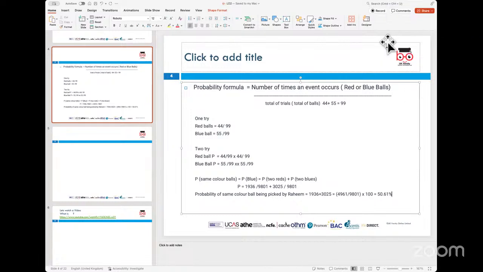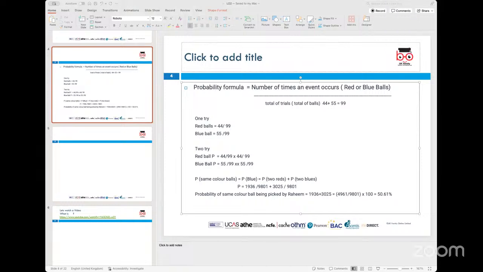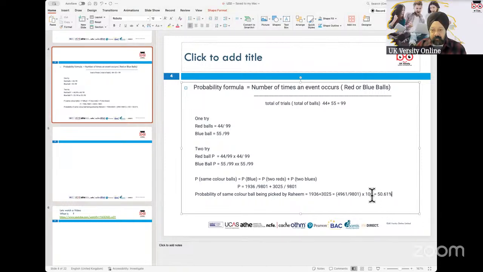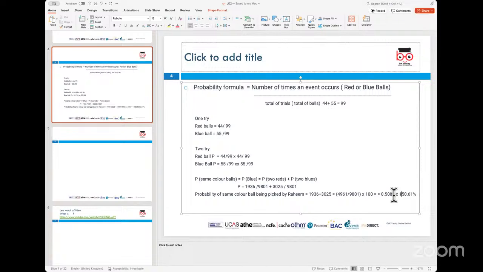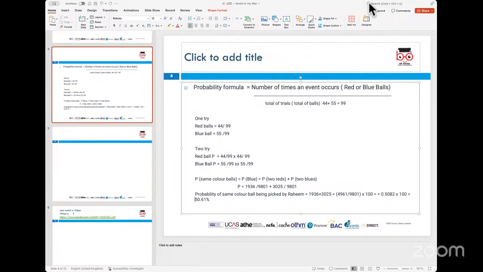Yeah. So you got that by doing 4961 divided by 9801, and then times it by 100. And that gives you the percentage. That's correct. If you don't multiply this by 100, it will be essentially 0.5061, and that times 100 would come out to be 50.61. Yeah, okay. Is that okay?